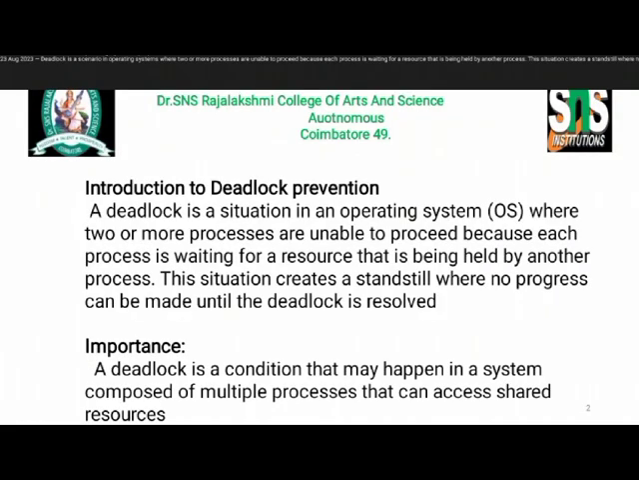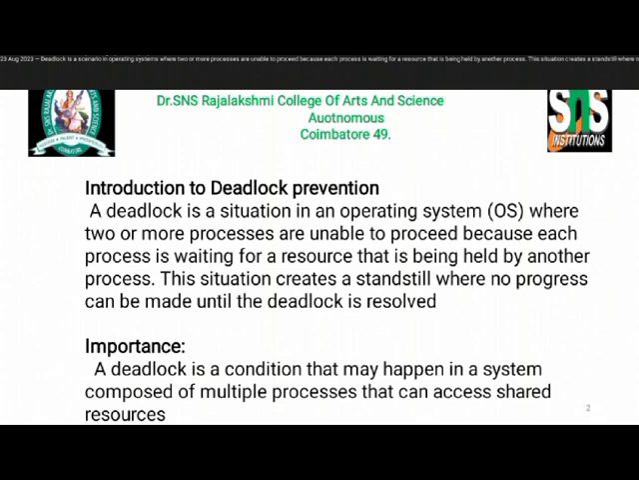Before starting deadlock prevention, we have to know what a deadlock is. Deadlock is a problem. It occurs when two or more processes try to access the same device at the same time. This is called a deadlock. To avoid deadlock, we have deadlock prevention, deadlock reduction, deadlock avoidance, as well as deadlock ignorance techniques. Among these, we first talk about deadlock prevention.